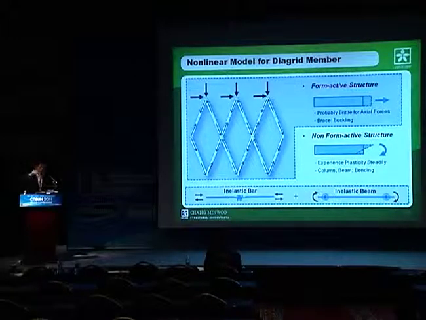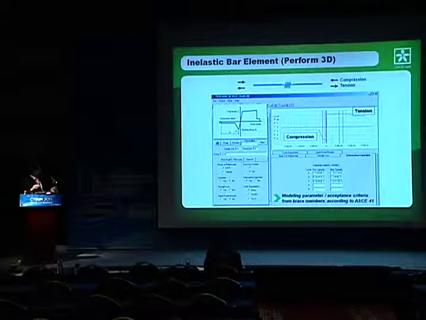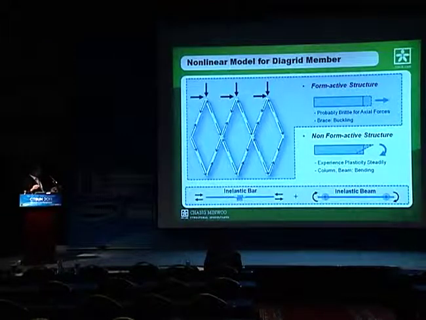bottom level, the Diagrid member takes a lot of axial forces, but in the top level, there's little gravity load, so it takes some bending action, not the axial action. So we combine two elements. Actually, we use the Perform 3D computer software. One is an inelastic bar element, and another, let me go back to here, is an inelastic beam element.